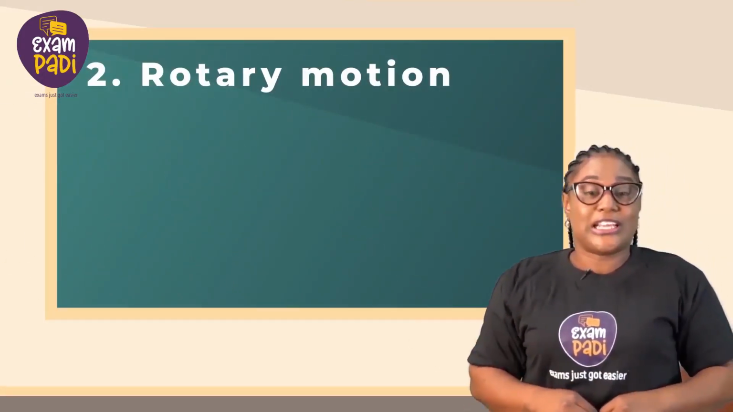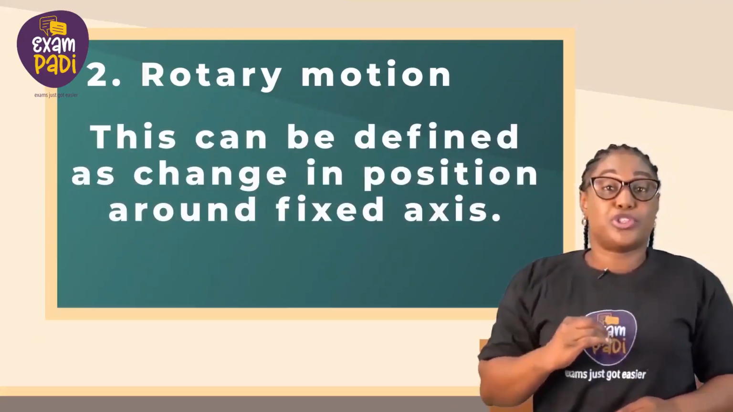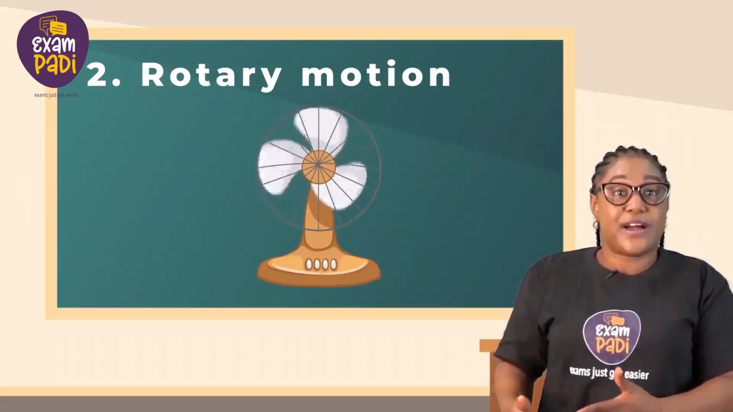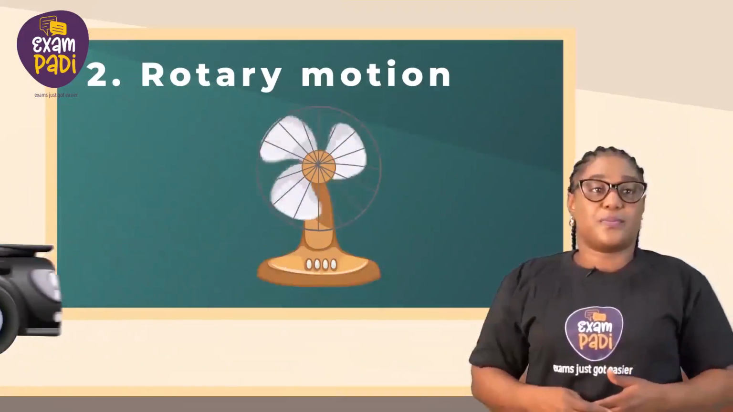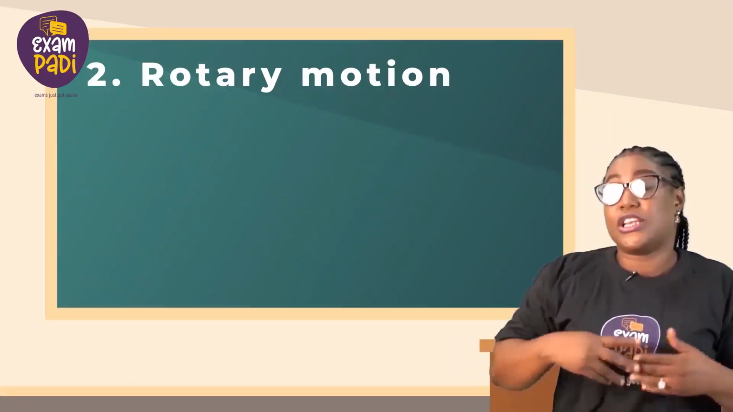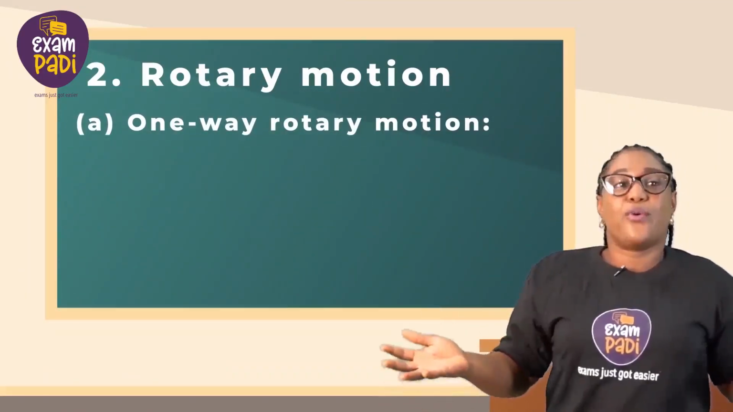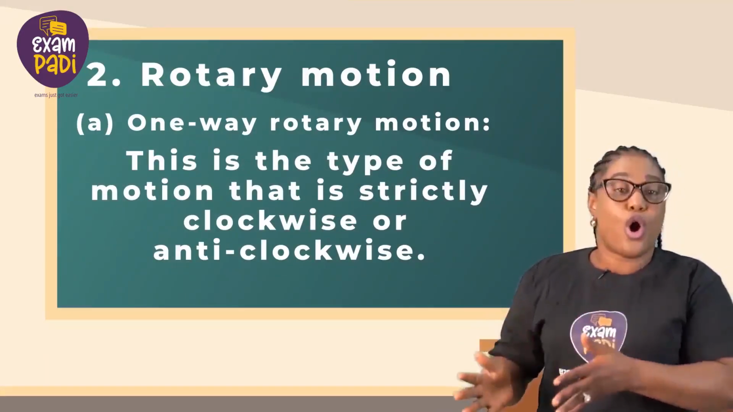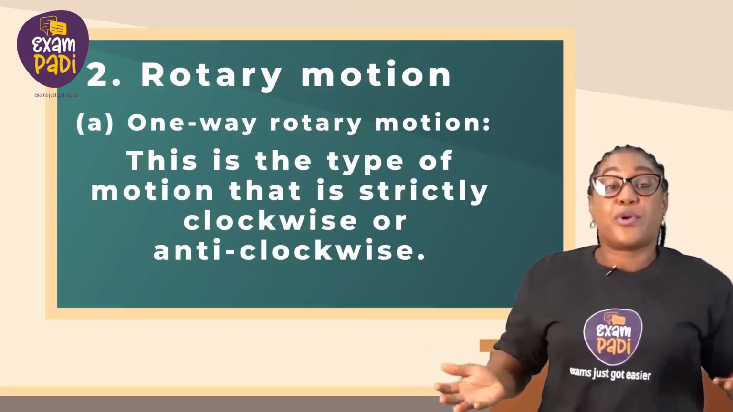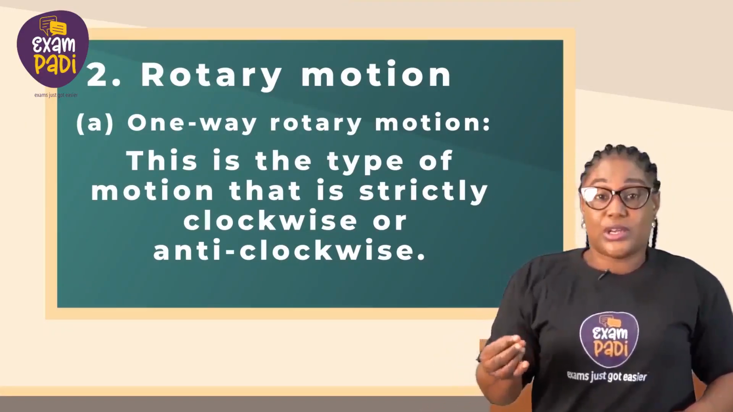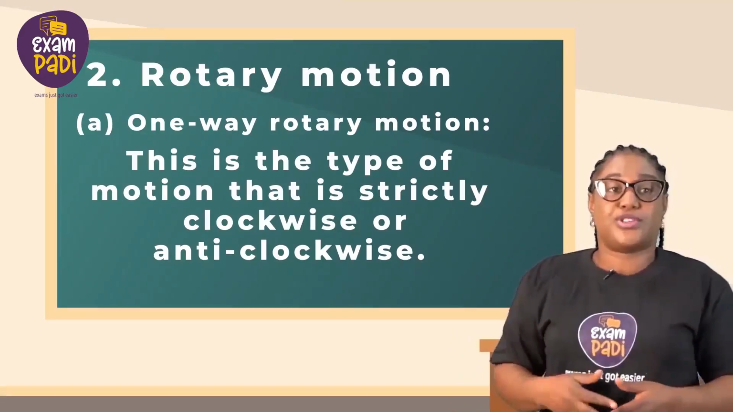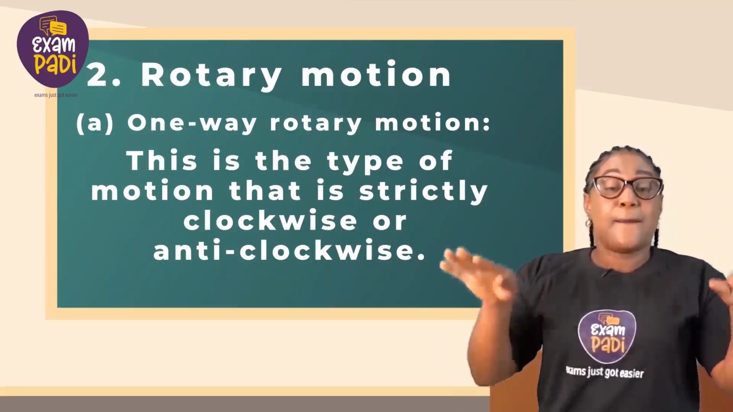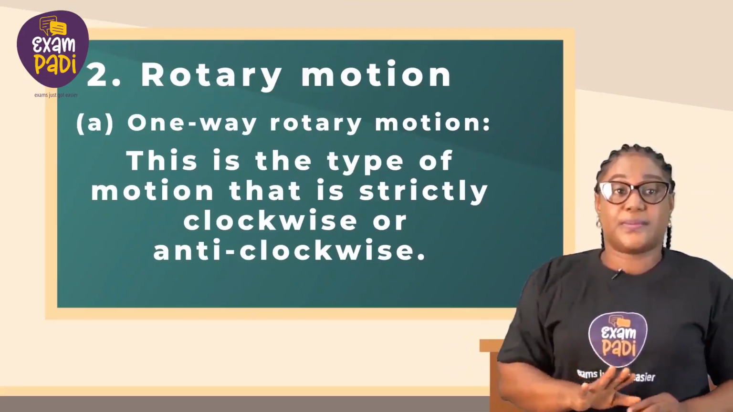2. Rotary motion. This can be defined as the change in motion around a fixed axis, such as the motion of the blade of a ceiling fan or the tire of a moving car. The two types of rotary motion include A. One-way rotary motion. This is the type of motion that is strictly clockwise or anti-clockwise. In a one-way rotary motion, a reversal of direction can lead to the damage of such a machine. This allows continuous rotation and can only be brought to rest by the application of a brake.